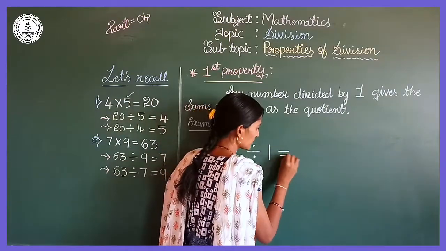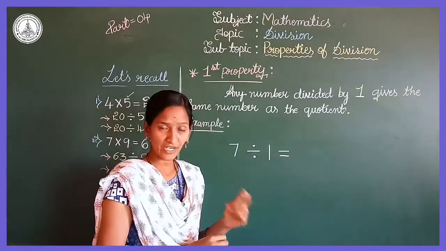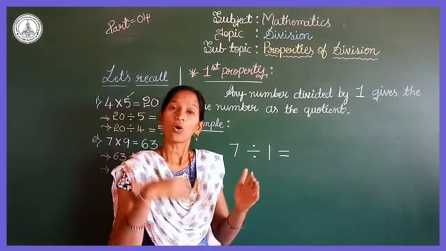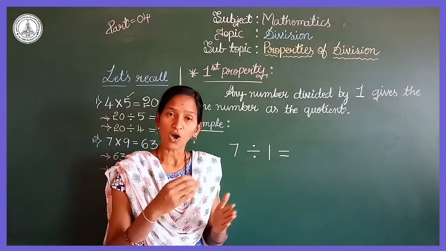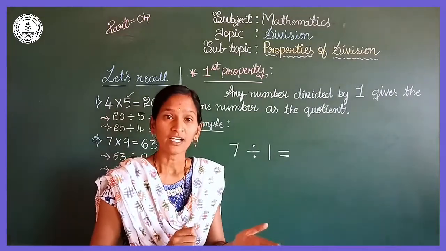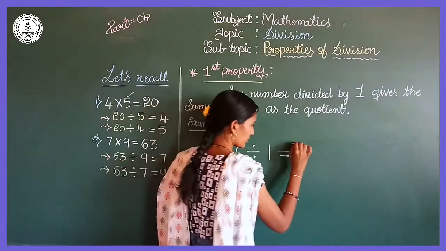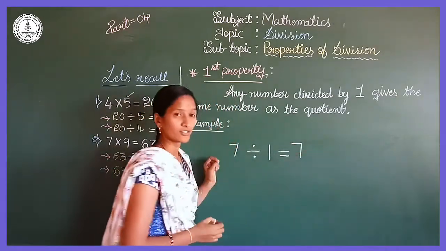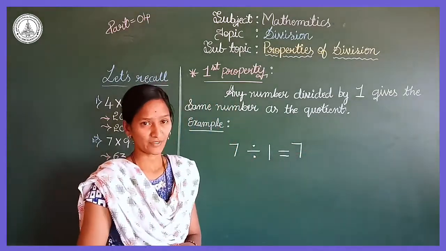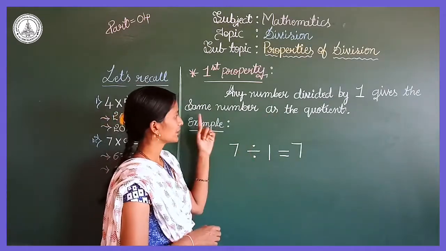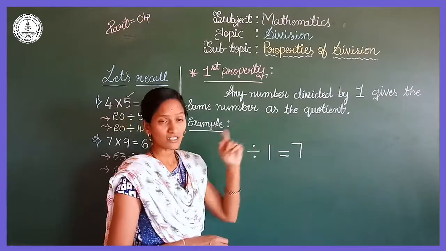So next write down the equal to sign, right? After distribution, the boy got all the balls, right? How many balls does he have? He has total 7 balls, right? So write down the 7. So this is the first property. See, look here. Any number divided by 1 gives the same number as the quotient.